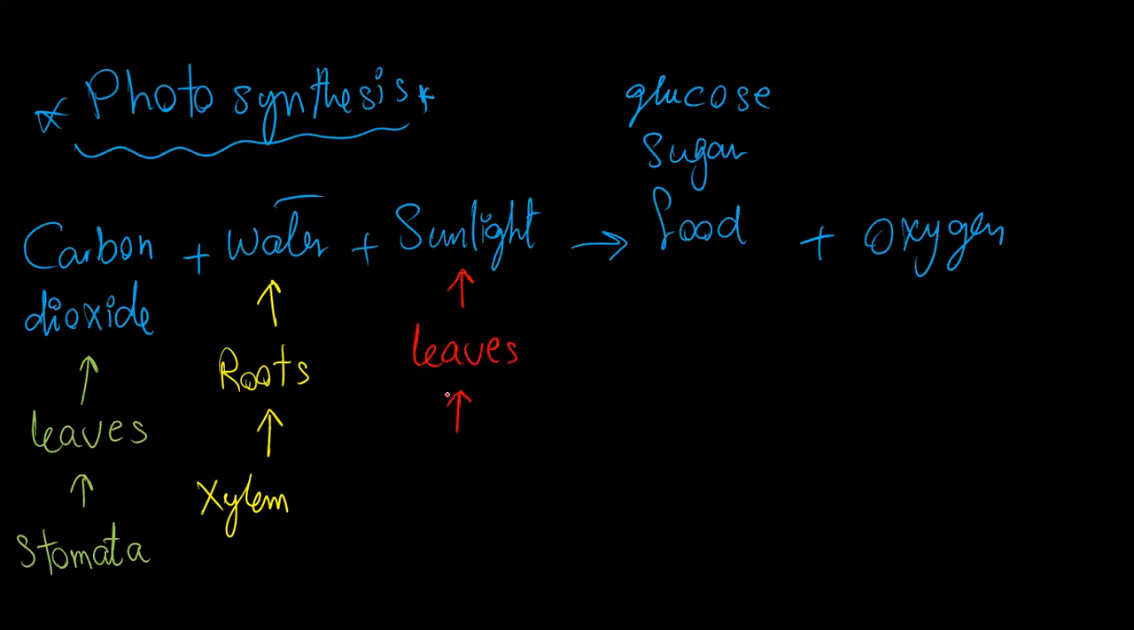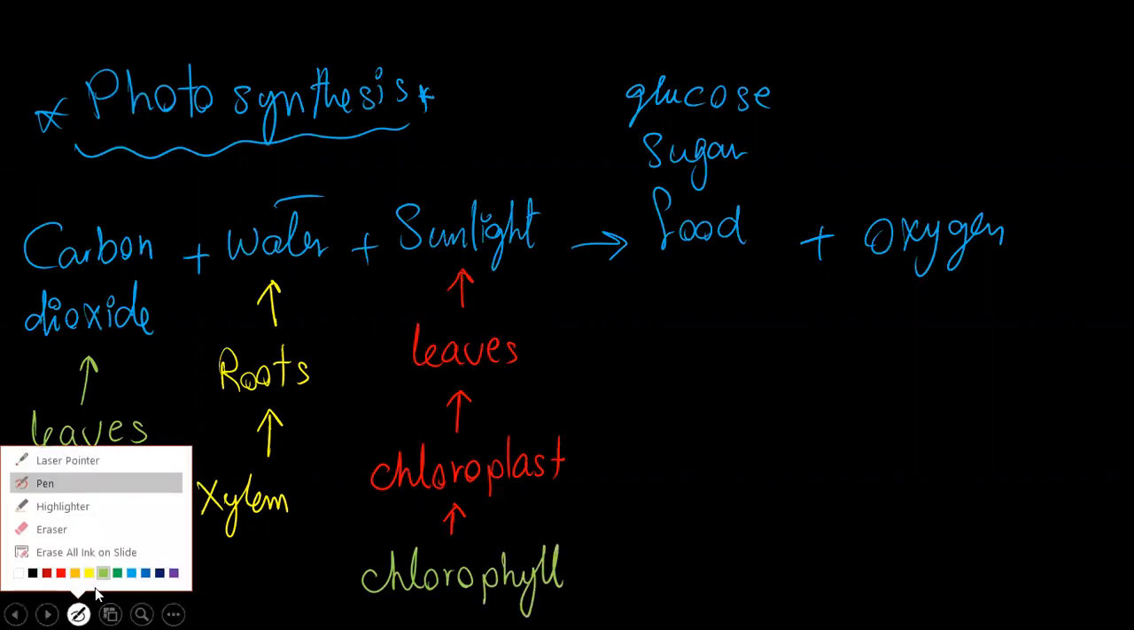There is a very important organelle in the plant leaf that captures energy from sunlight. This is chloroplast. Do you remember the green pigment or the green substance that actually absorbs the energy from sunlight? Excellent. It's called chlorophyll. And this is what makes the plant leaves green.